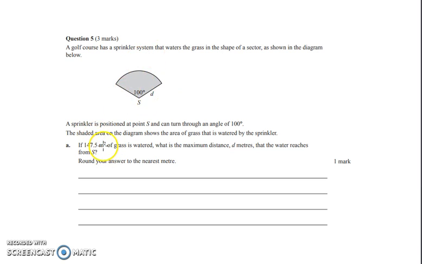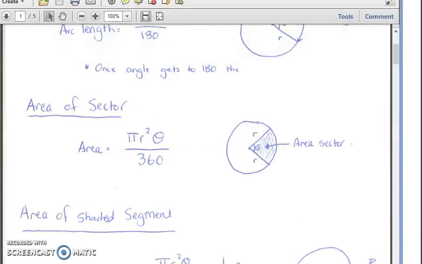If 147.5 meters squared of grass is watered, what is the maximum distance d meters that the water can reach from S? So what we're trying to find in this is the length of d, which is a radius, and they've actually used the word sector. So if we go to our notes from chapter 19, we've got the formula for area of a sector, and we can manipulate this formula to solve for the r.